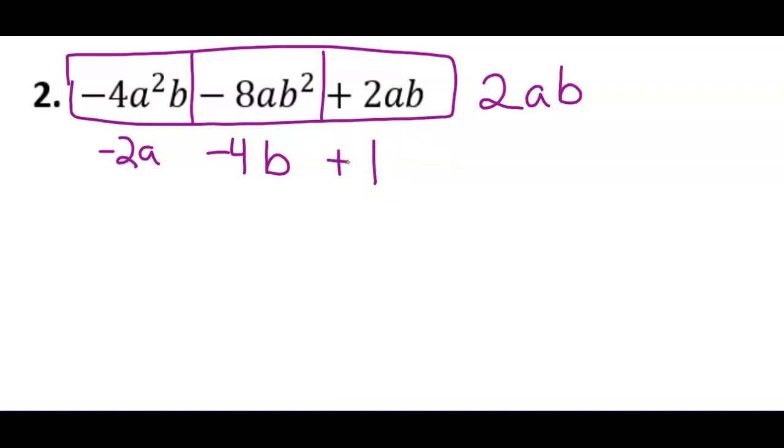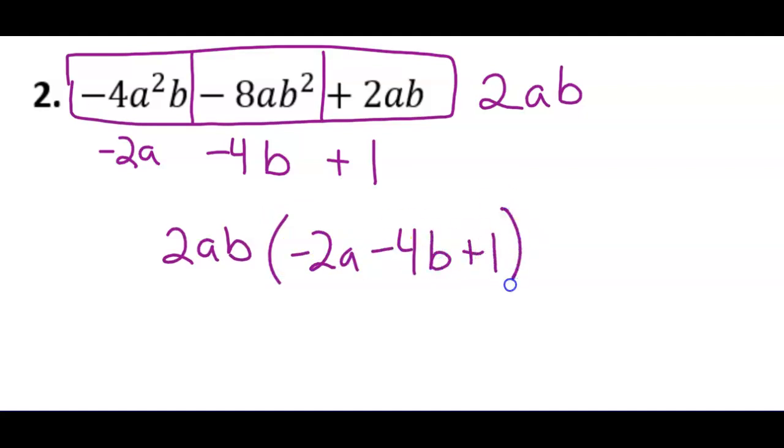So now I've factored this. Now I need to go one step further and I need to write it in factored form. Okay, I'm going to write my monomial by whatever my polynomial is. So negative 2a minus 4b plus 1. Boom. Done. Okay?